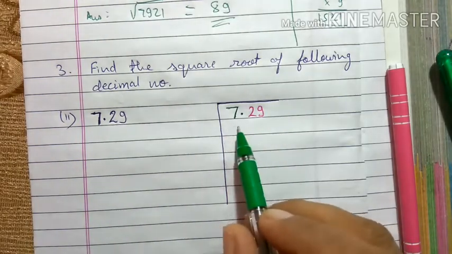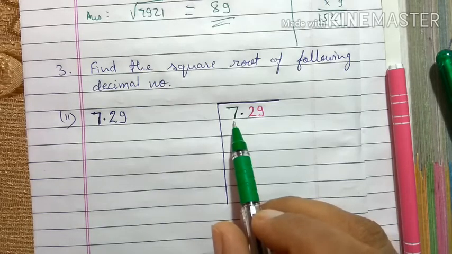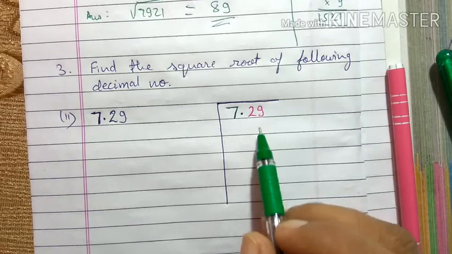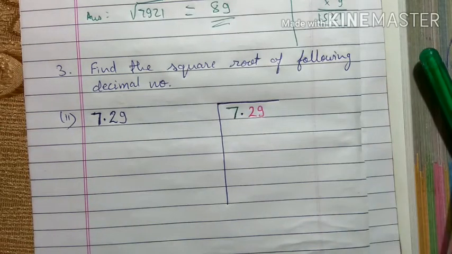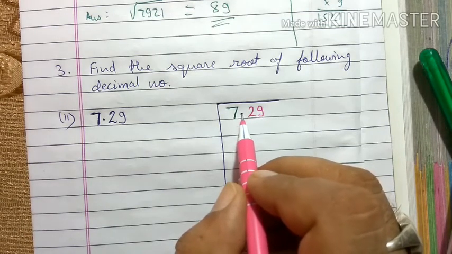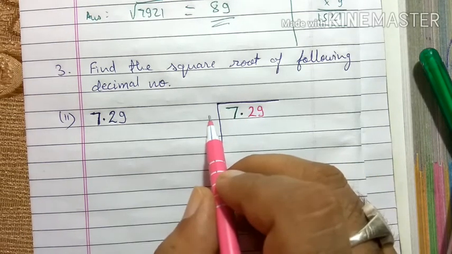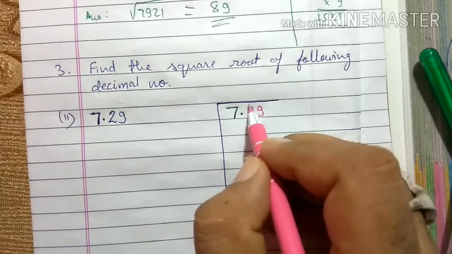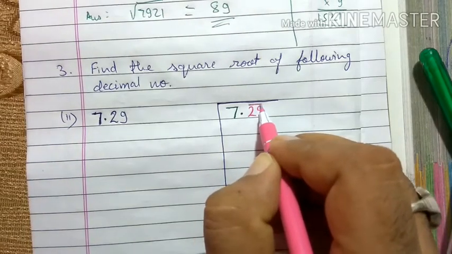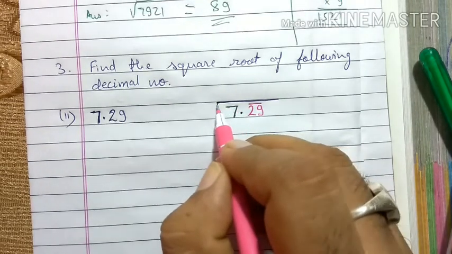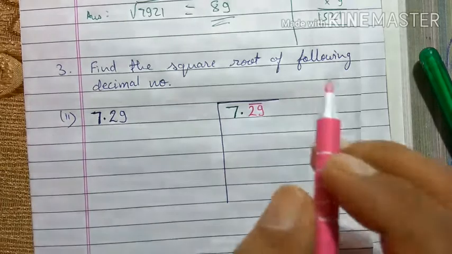7.29. I'm using two colors here, one representing the whole number part and the other representing the decimal part. The change here is that when we take pairs, we always have to start from the ones place, that is, from the decimal point. On the left side is the whole number part, and on the right side the decimal part. So we will take the pairs this way, and in the whole number part we move in this direction. There is no pair, so only 7 is here, so we write 7 as usual.